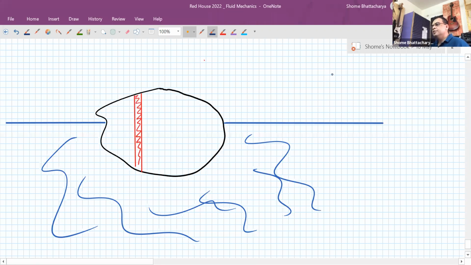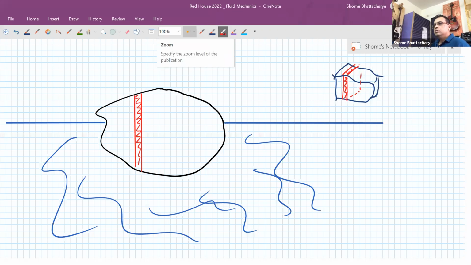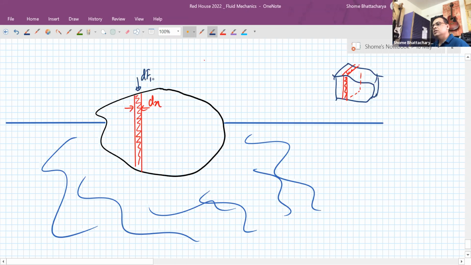So think of this object three-dimensionally. If it's some object like this, I'm basically cutting a strip like this. So it's like a plate. Now this thickness is, let's say, dx. It's experiencing some force from this side, which is, let's say, df1.